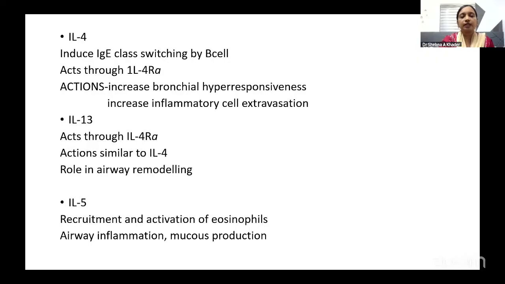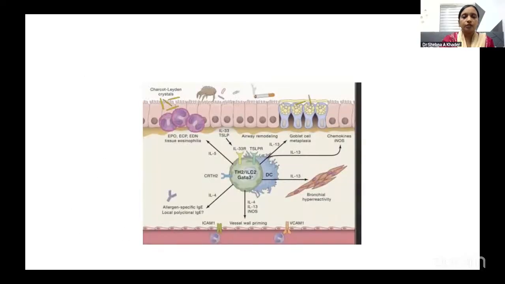IL-5 is mainly related to eosinophil. It helps in the recruitment and also activation of eosinophil, thereby increasing the airway inflammation, the mucus production and all. So this is the summary of what I have told just now, and that is IL-5, IL-4 and IL-13 causing their actions.